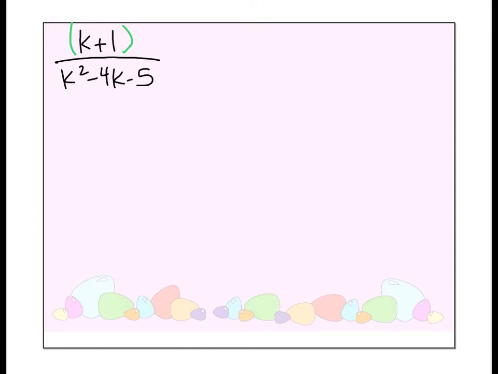It is a trinomial, so I'm going to start looking for a GCF first. No GCF for k squared minus 4k minus 5. So I'm going to go to my diamond and box next. So remember, it's for this trinomial here. So I have negative 5k squared and negative 4k. So something that multiplies to give me negative 5k squared but adds to give me negative 4k. That would be negative 5k and 1k.